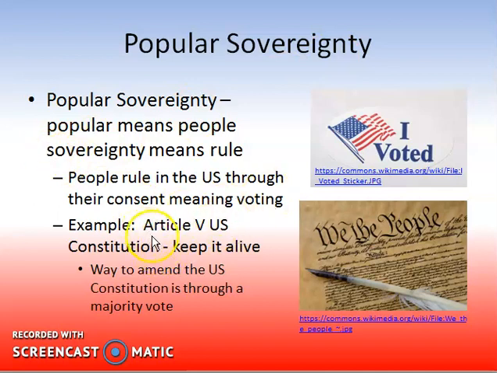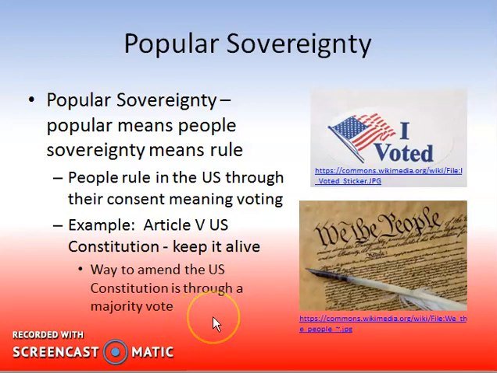And so one of the big ways we can connect it to our Constitution is Article 5 of the U.S. Constitution. And the easiest way to remember Article 5 is keep it alive. This is the article that talks about how we actually go through the amending process of our Constitution. So if we feel something needs to be changed in the Constitution, a formal change, we have a way to do it. We have a way of getting an amendment done.